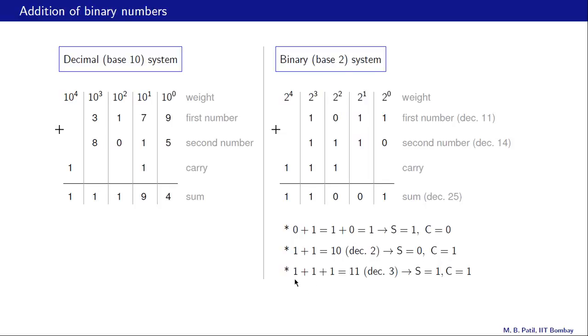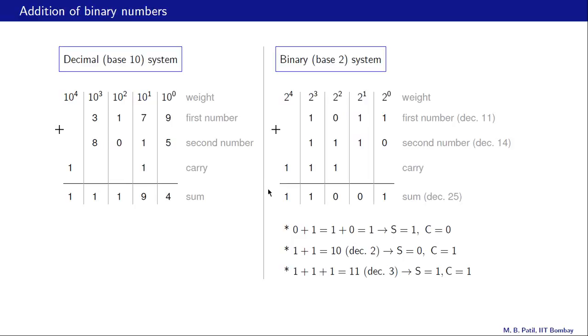What about 1 plus 1 plus 1? That is decimal 3, which is binary 1 1. So in this case the sum bit is 1, S, and the carry bit is also 1, that is C is equal to 1. So using these, let us now try to understand this addition example.